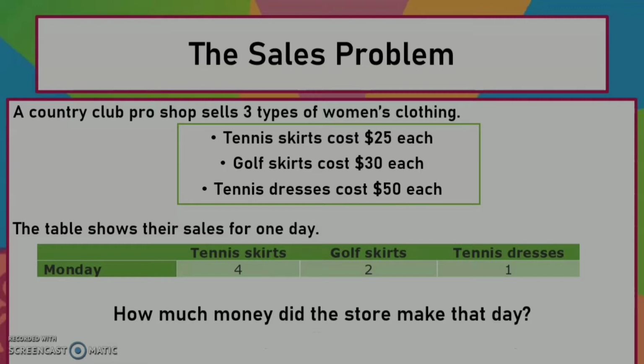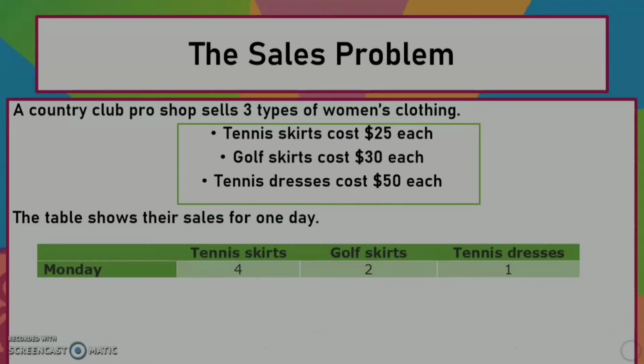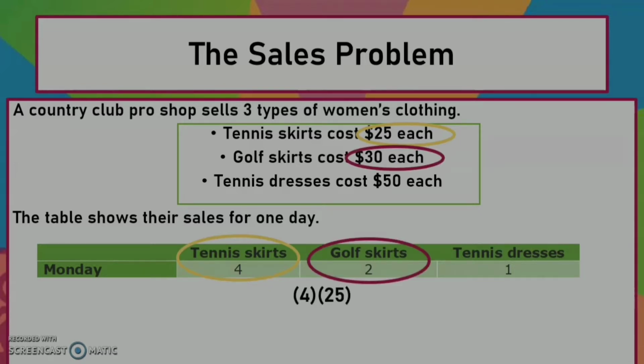Well, the amount the store made on tennis skirts is calculated by multiplying 4 times 25, since she sold 4 skirts and they each cost $25. Then we'd have to add in the amount that they made on golf skirts, 2 times $30. Then we'd have to add in the amount that they made on tennis dresses, which is 1 times 50.